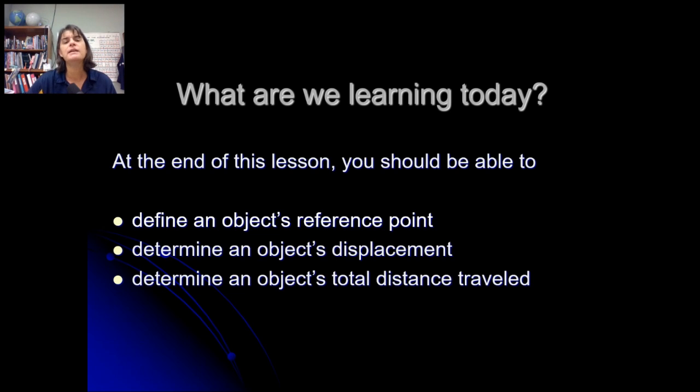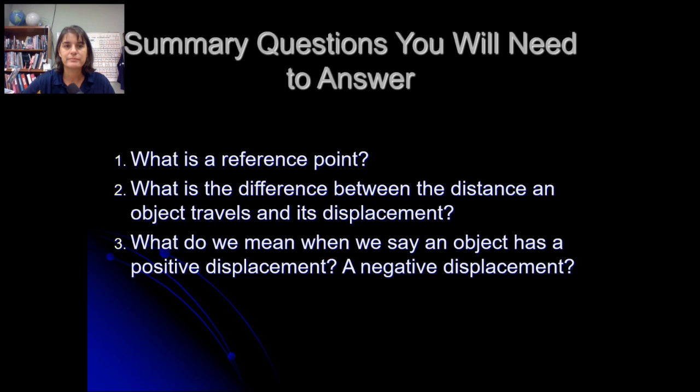So at the end of this lesson, you should be able to define an object's reference point and determine an object's displacement and also the total distance that it travels. So we really want to look at the difference between the total distance that it travels and its displacement. In your notes, make sure you've answered the questions: What is a reference point? What is the difference between the distance an object travels and its displacement? And what do we mean when we say an object has a positive displacement or a negative displacement?